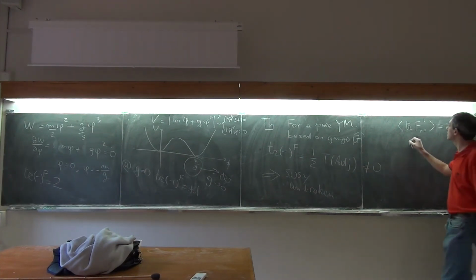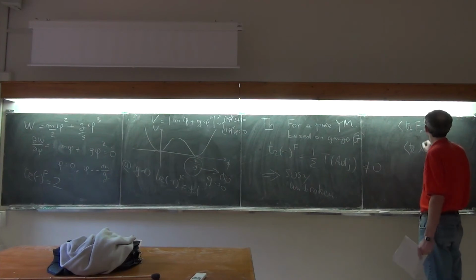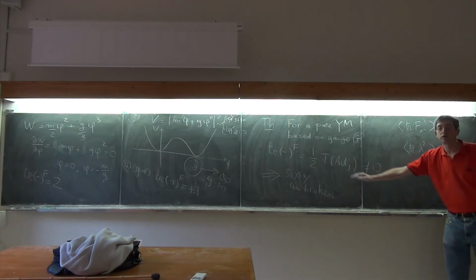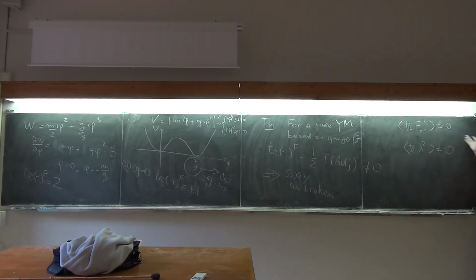But SUSY is unbroken because the Witten index is non-zero. On the other hand, this guy here, the trace of the gaugino condensate, can be non-zero. It's just a color invariant of this thing. A condensate like this does not break SUSY, we saw it. It's not a variation of something. It's not an F term. Right? So you can actually say something very deep about the infrared dynamics of the theory just by computing this topological object. You have proven, for instance, that this is zero.